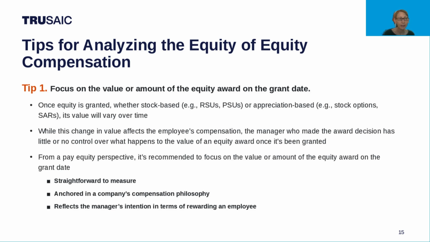So your philosophy is really your strategic plan for how you make compensation decisions. As an example, let's say we have a company with a strong pay for performance philosophy, and they might grant equity of a specific value for hitting a specific financial target. So the target and the value are aligned on the grant date, but after that date, the two may diverge as the award value changes. And lastly, if we focus on the value on the actual grant date, that is really what reflects the manager's intention in terms of how much they intended to reward an employee.